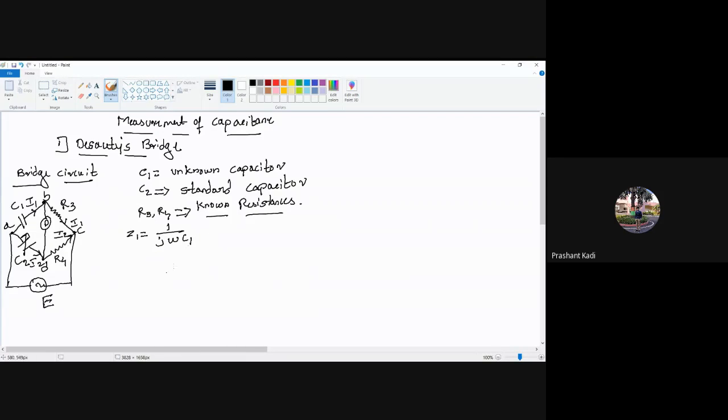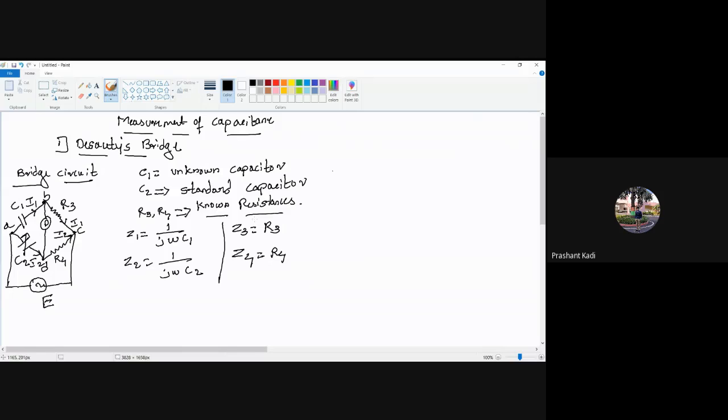And Z2 is also having only the capacitance. Its capacitive reactance is 1 by J omega C2. Z3 is having only resistance, it is R3. Z4 is also having only the resistance. There is no inductance and capacitance. It's a simple bridge to find the capacitance.